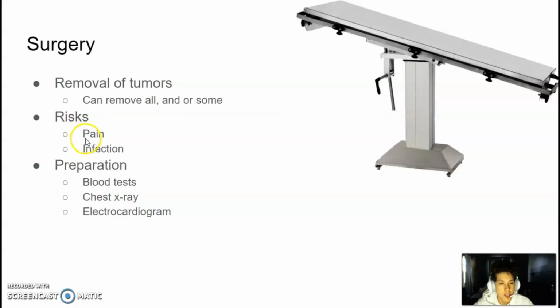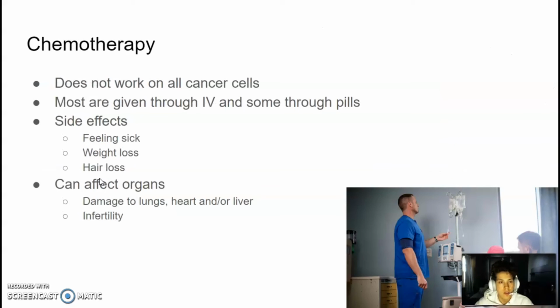There's high risk of pain and infection post-surgery. And there's preparation needed, such as blood tests, chest X-rays, and electrocardiograms. Chemotherapy is used for most cancers, but not all of them. It's given through IVs and pills. There are certain side effects, such as feeling sick, weight loss, and hair loss.